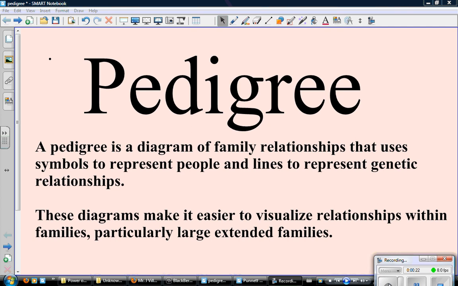So this is looking at one individual trait, such as eye color, hair color, tall versus short, or rolling your tongue versus not being able to roll your tongue. It's only looking at one trait. For each trait, you have to do a different pedigree. You're going to see what that looks like in just a second.